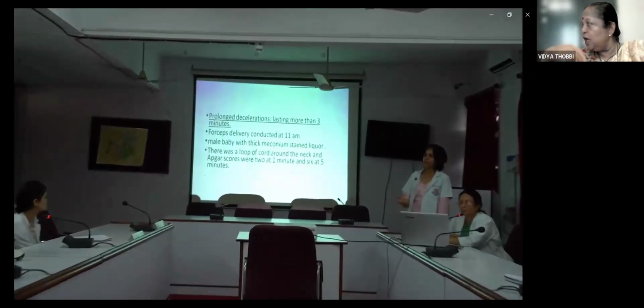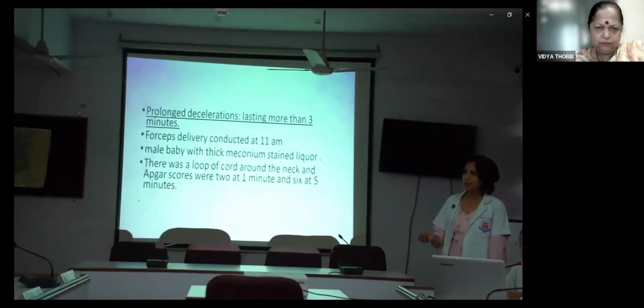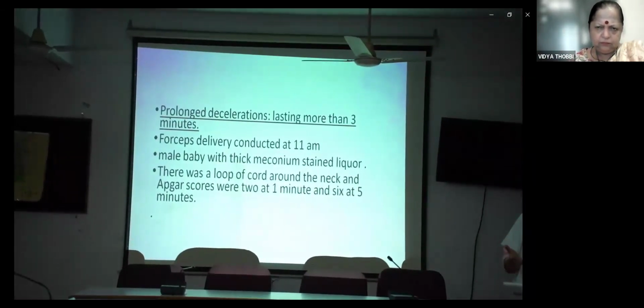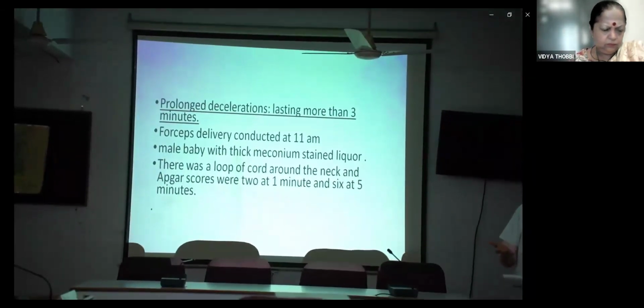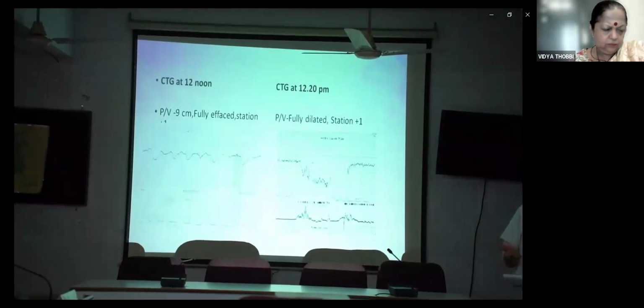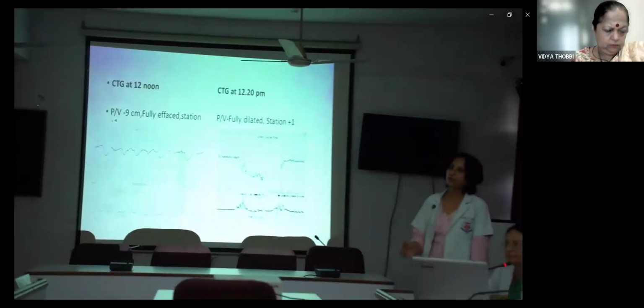So category 3 CTG demands urgent delivery. Since in this case delivery was imminent, you were suspecting that delivery will occur within half an hour or 1 hour. That is why you have kept her under prolonged continuous CTG monitoring. Otherwise, if her labor had not been in the active stage, then what?